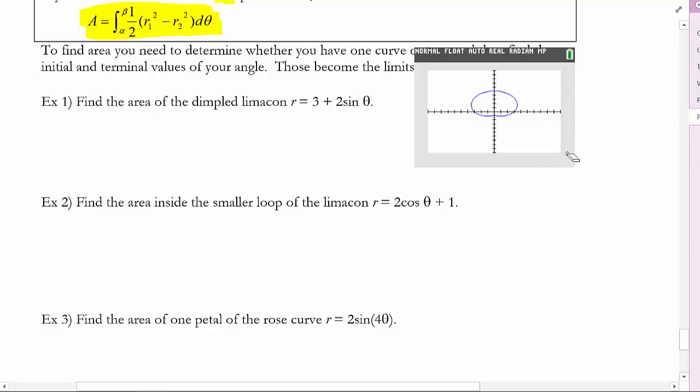we need to use the formula. So our formula is the integral of 1/2 r squared d theta. Now I need to figure out what my bounds are. If you're going to do the whole thing, it's either going to be 0 to pi or 0 to 2 pi in many instances, and you just have to figure out how many of those things graph.